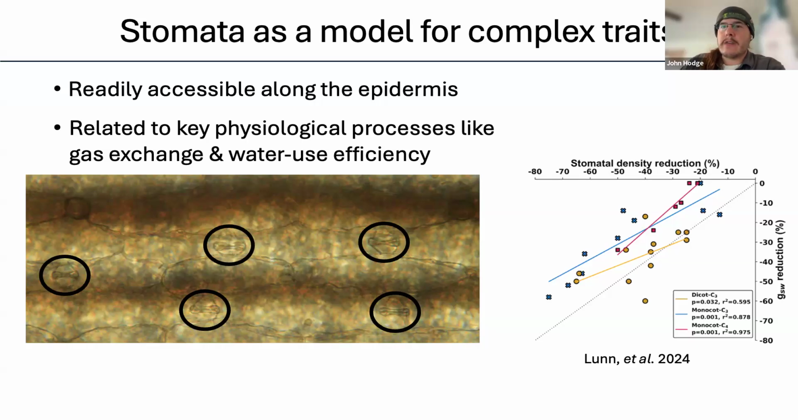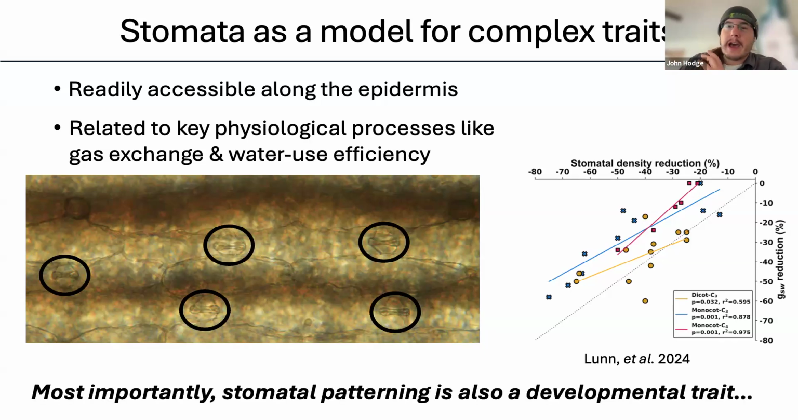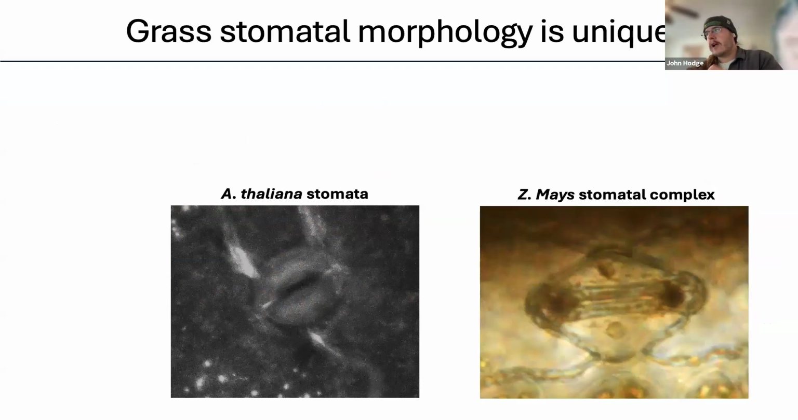And there's a great meta-analysis that another member of my lab, Daniel, had done looking at the relationship between reduction in stomatal density and leaf gas exchange. Why I would argue that stomata are the most important, though, is that they are driven very precisely by some very key developmental steps. But before we go completely off onto that, I do want to point out that grass stomata are a little funny compared to other stomata that we might see in dicot systems.